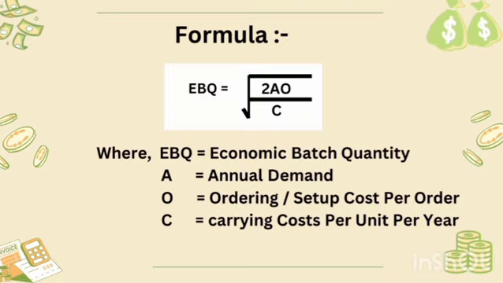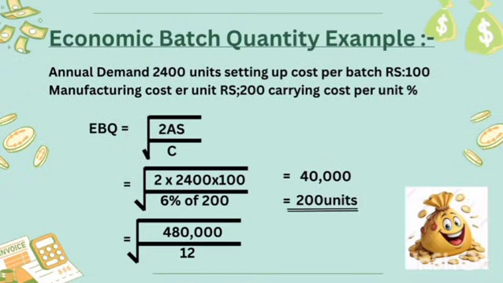Next, look at the EBQ formula. EBQ equals the root of 2AS divided by C. Here A is annual demand, S is setup cost per batch, and C is carrying cost per unit per year.